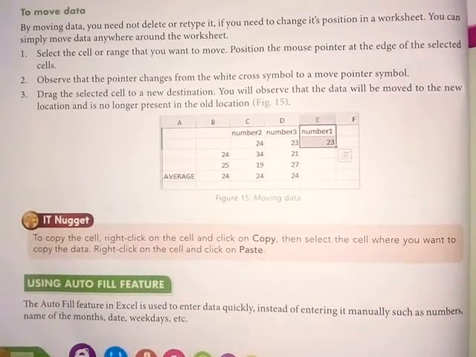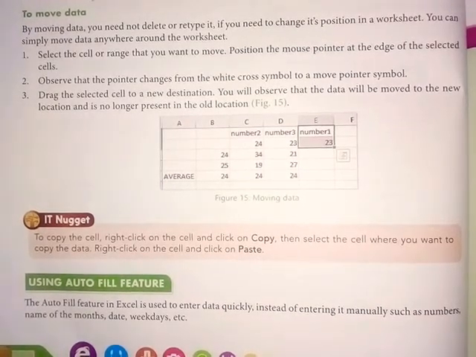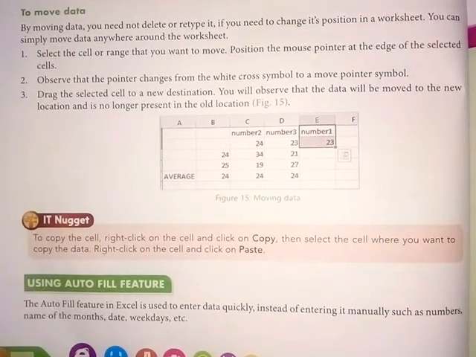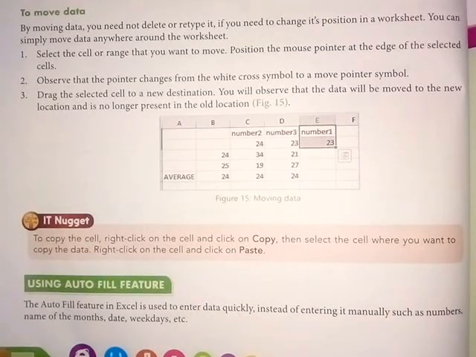To copy the cell, right-click on the cell and click Copy. Then select the cell where you want to copy the data. Right-click on the cell and click on Paste.